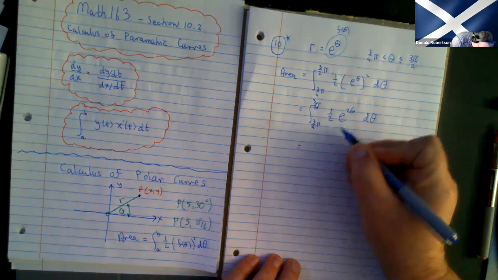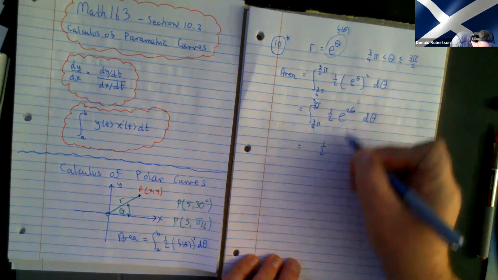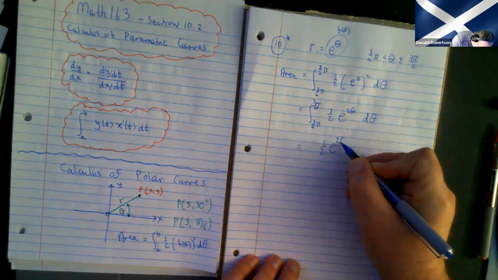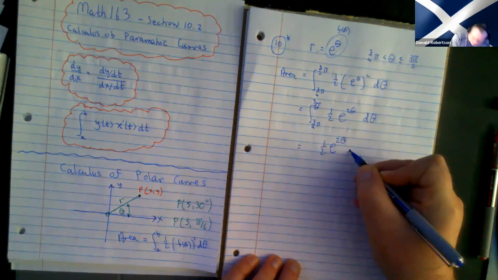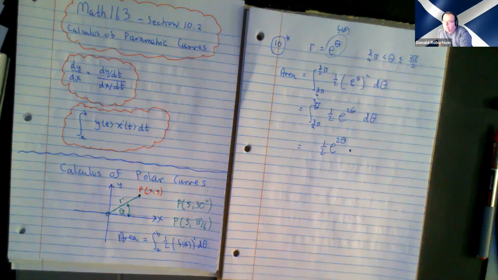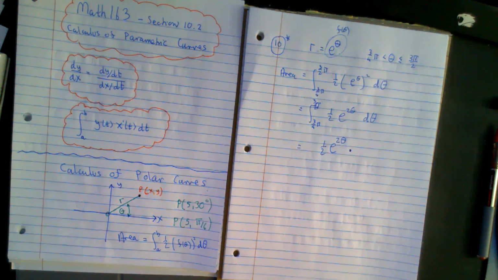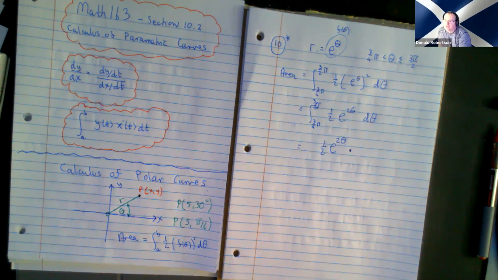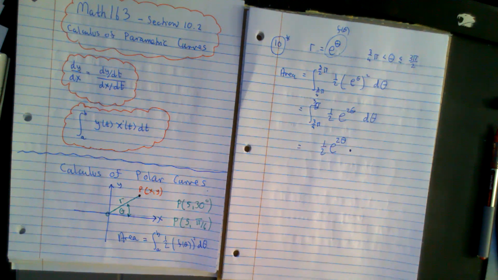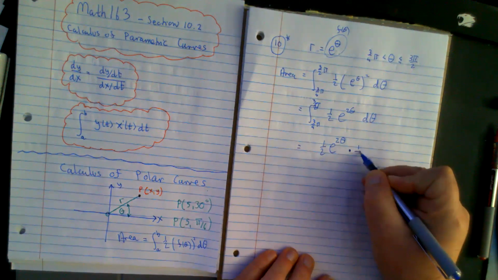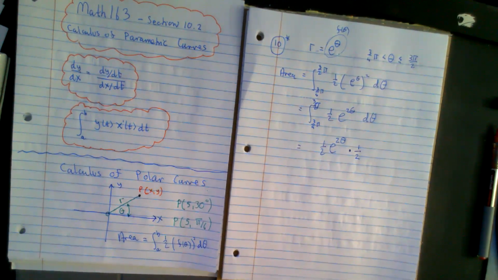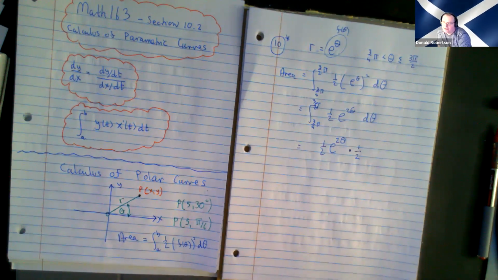If you integrate 1/2 e to the 2 theta, you'll get 1/2 e to the 2 theta times somebody. And if you can tell me what you multiply that by, you're pretty much done. 2 theta. If you were differentiating, that's exactly what you would do. But we are integrating, so you want to change that a little bit. Just 2? No. With a half.